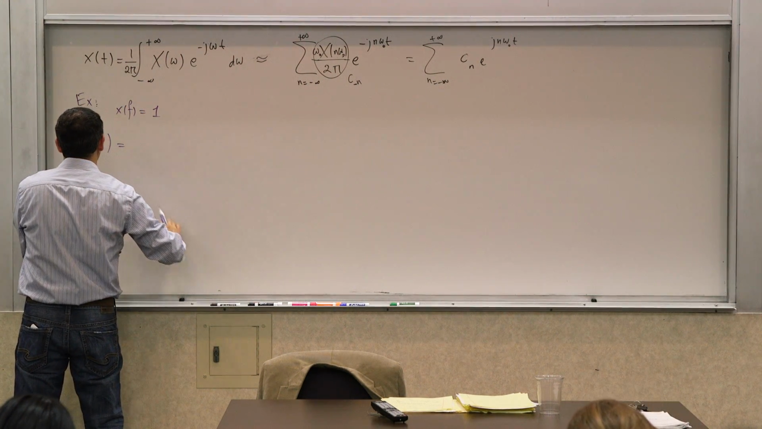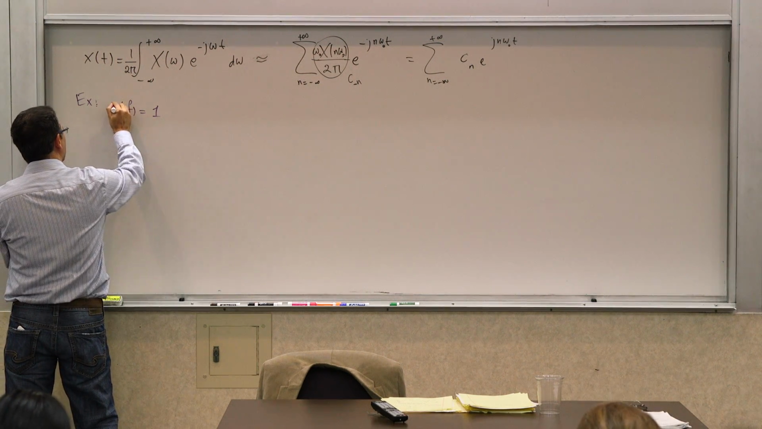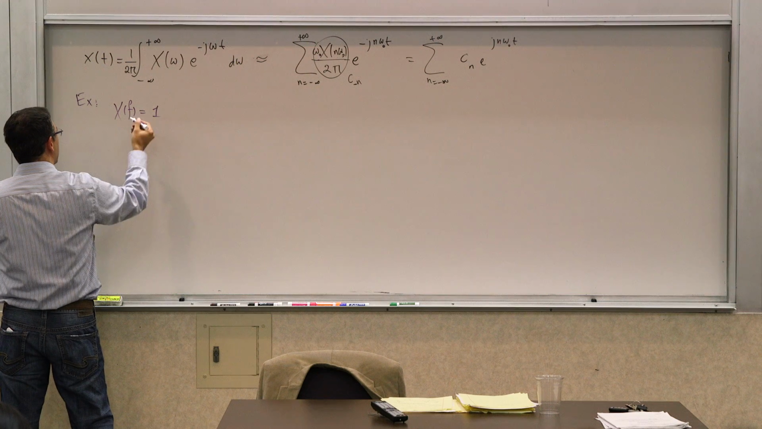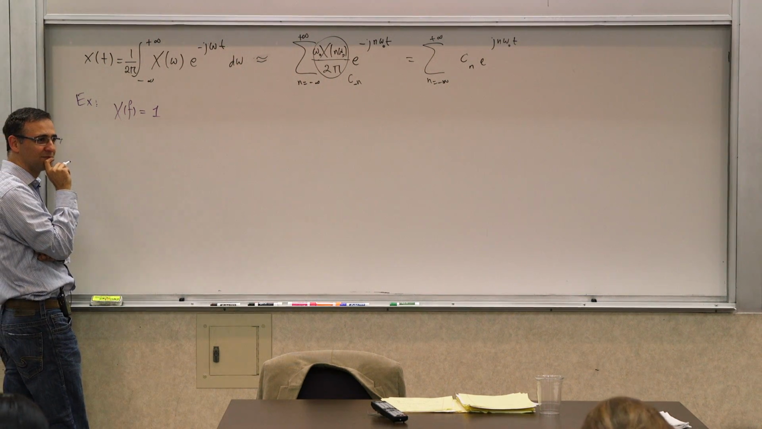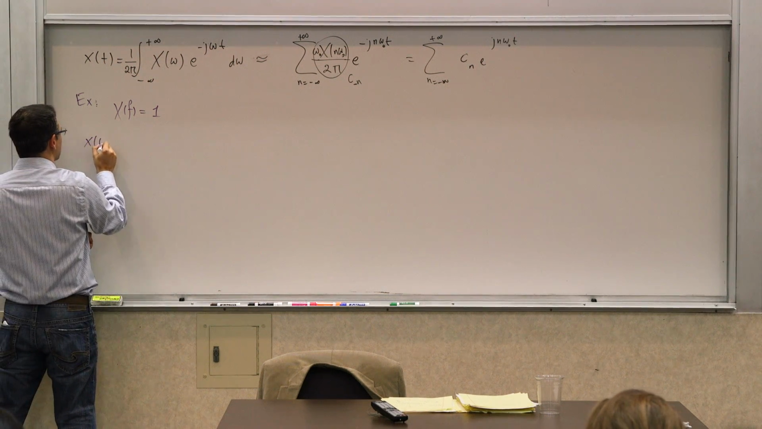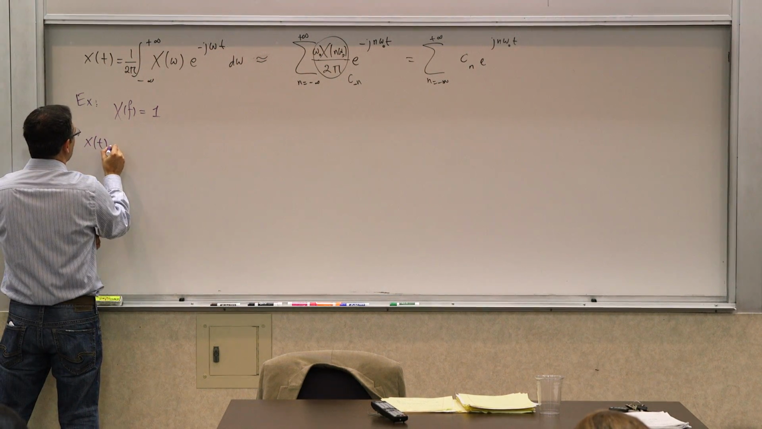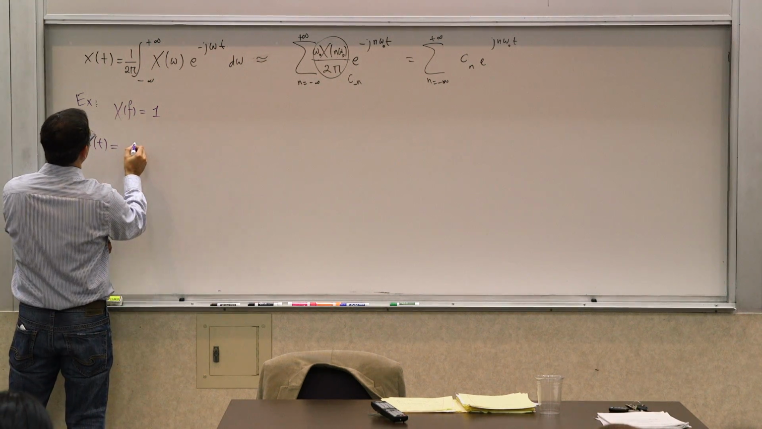Capital X of f is 1. Let's say the Fourier transform is 1. I want to find what function produces the Fourier transform of 1. Let's see what it does, and we'll get to the other side too. We'll do the opposite one too. So x of t was the inverse Fourier transform, right? So what is the inverse Fourier transform?